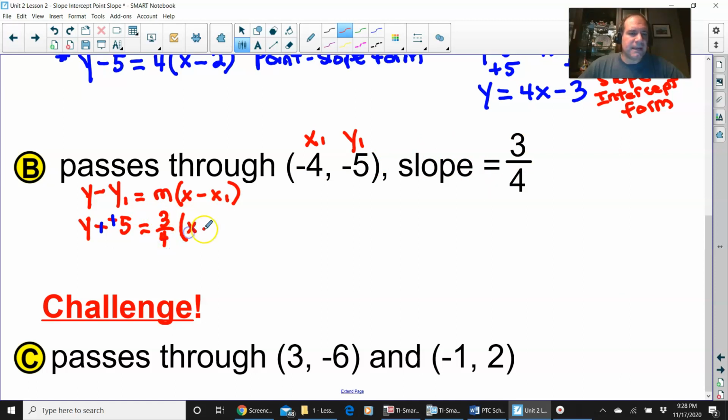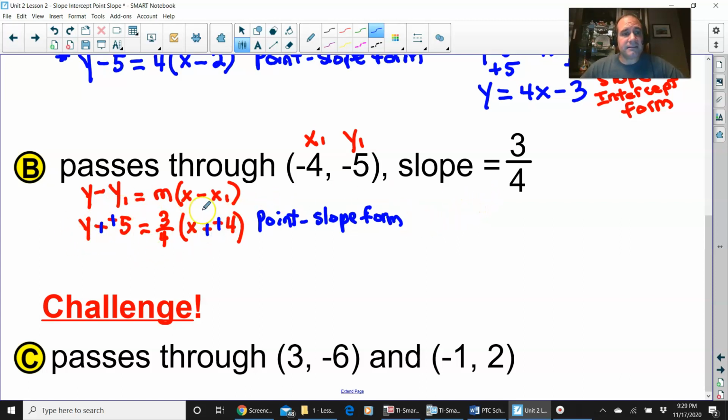X minus, from the formula, x1 is another negative. Don't worry about it, because there's two negatives right in a row, a minus sign and a negative. They become a positive. This is called point slope form. That's right there. That's the answer.